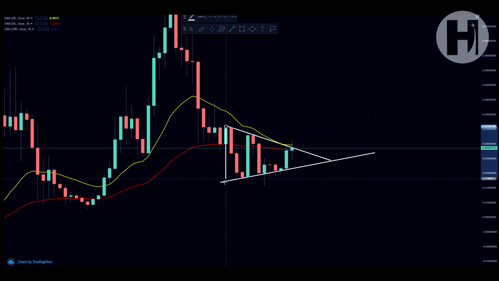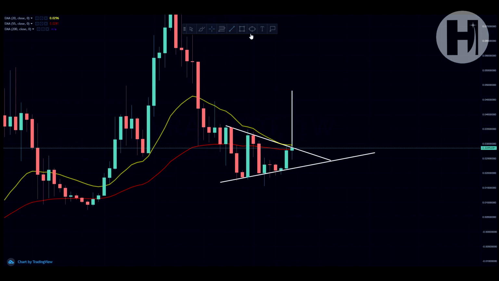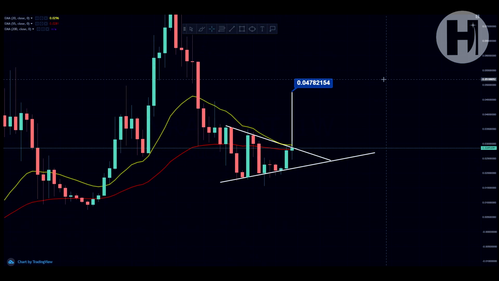If we take a trend line from the bottom to the top, place it at the breakout, that is potentially going to be our target. I do keep saying 20, so it's 0.0478. So that's going to be our target out of this symmetrical triangle here.